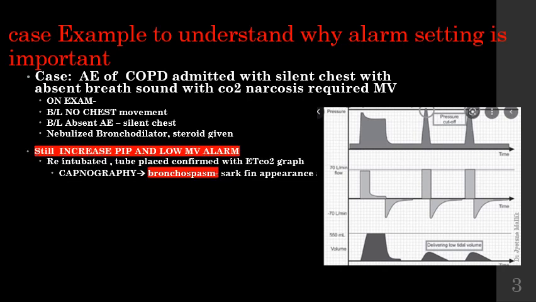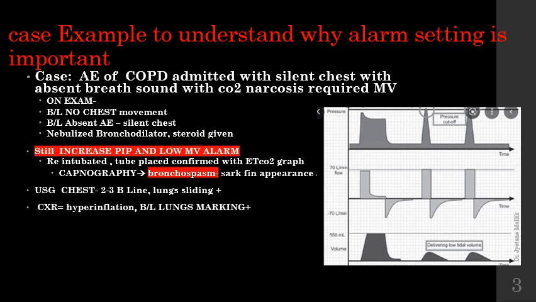So the patient was reintubated, thinking there might be a tube block. But it was reconfirmed by several methods that the ET tube was in place. The EtCO2 graph was checked, which showed severe bronchospasm, known as the sharkfin appearance, and the EtCO2 level was 58 in that patient. Then USG chest was done, and it was normal. Chest X-ray showed hyperinflation, but bilateral lung markings were there, and there was no pneumothorax. So all these problems were ruled out; the only thing was bronchospasm.